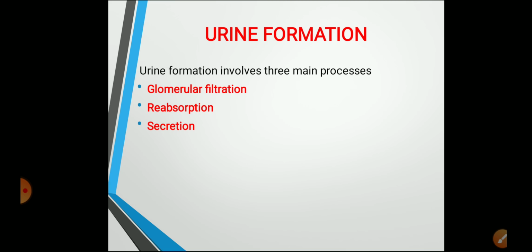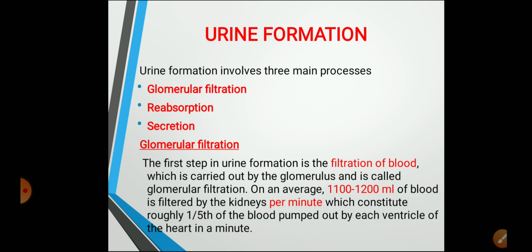The first one, glomerular filtration. From the term itself, it's very clear. The filtration of blood takes place within the glomerulus. And you know the glomerulus is found within the Bowman's capsule. Now, the first step in urine formation is the filtration of blood, which is carried out by the glomerulus and is called glomerular filtration.